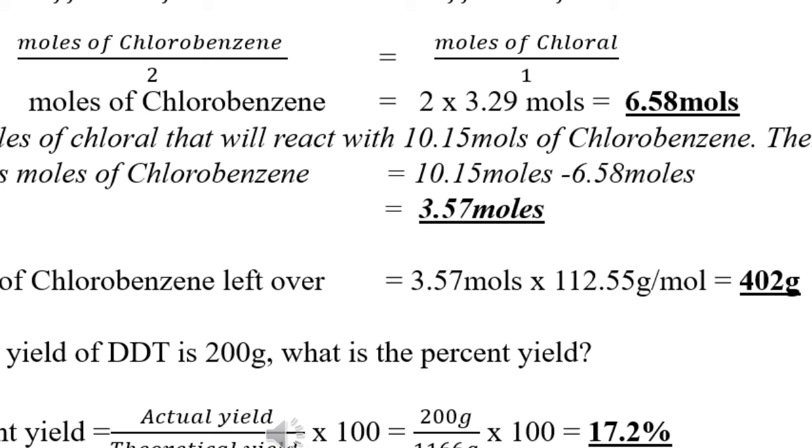Mass of chlorobenzene left over equals 3.57 moles times 112.55 grams per mole equals 402 grams. Question 2, Part F. If the actual yield of DDT is 200 grams, what is the percent yield? Percent yield is equal to actual yield divided by theoretical yield times 100, which is equal to 17.2%.